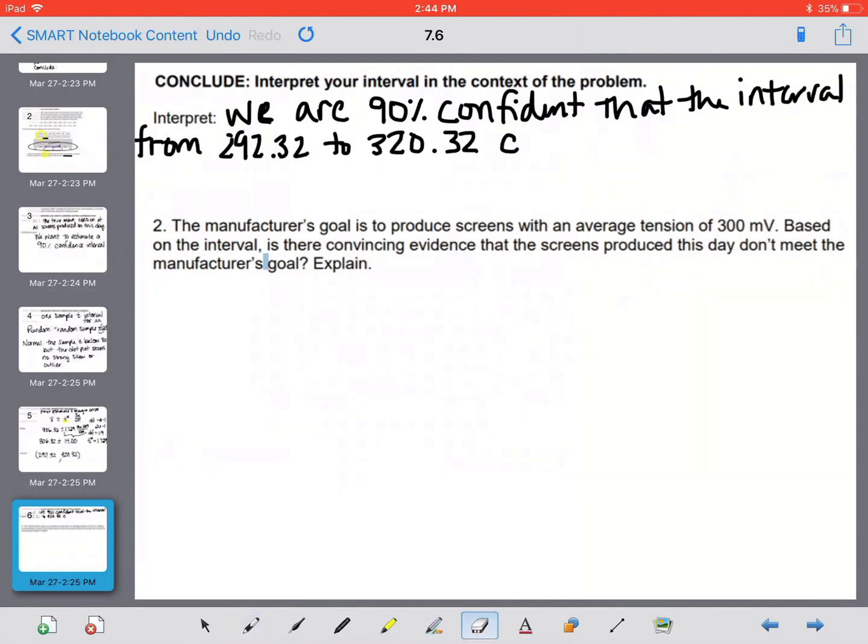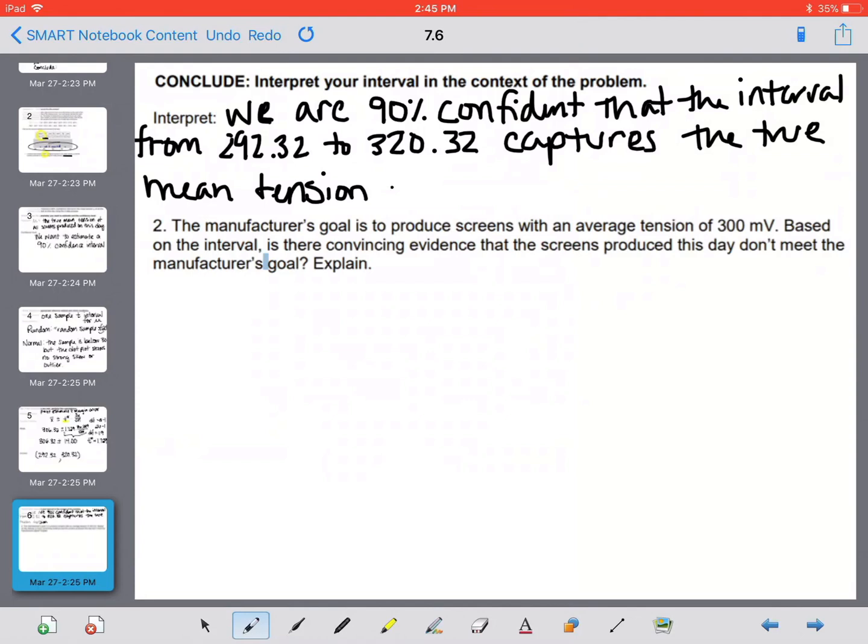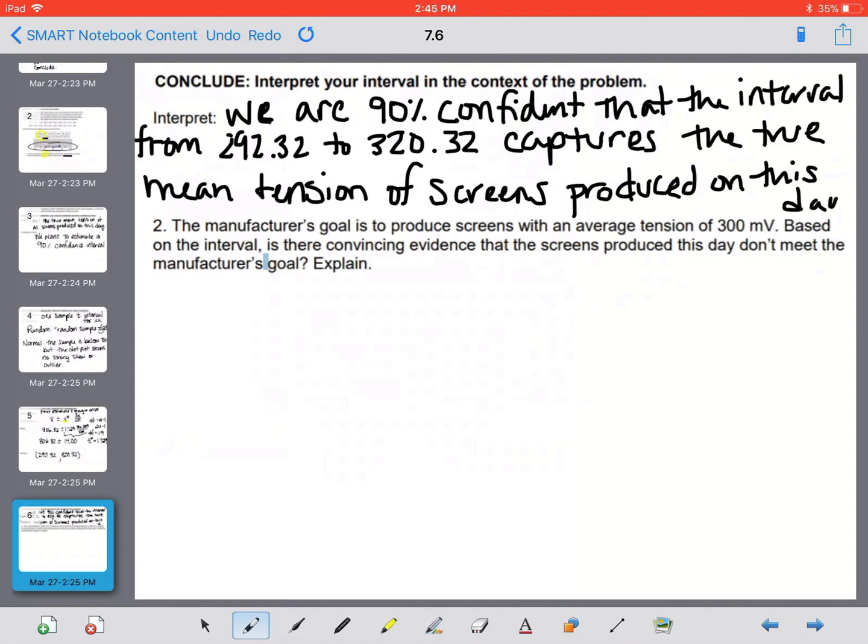captures the true mean tension of screens produced on this day. Okay.